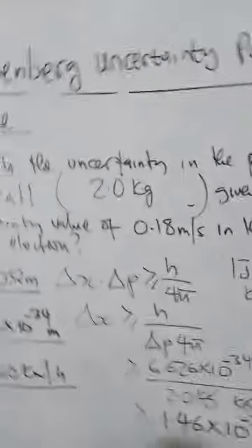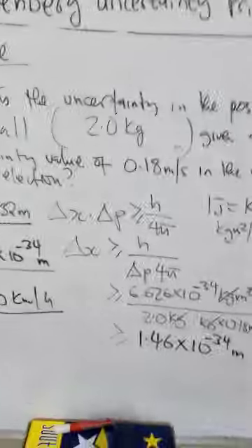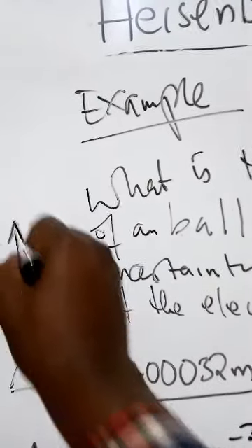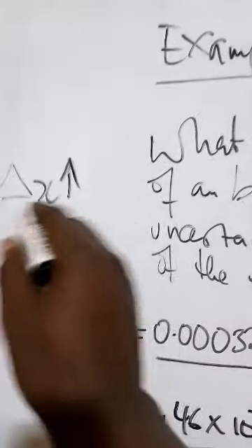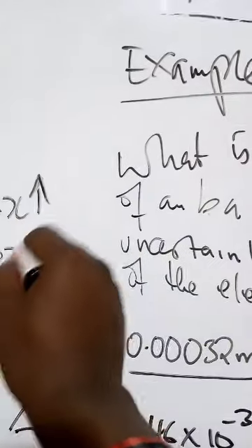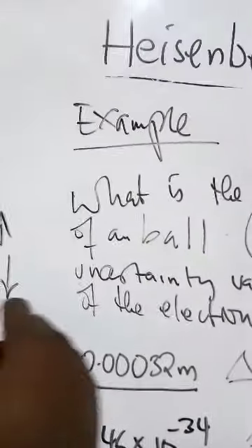Okay, so that's how we can solve questions involving the Heisenberg uncertainty principle. So the more you know about the position, the lesser you know about its momentum.